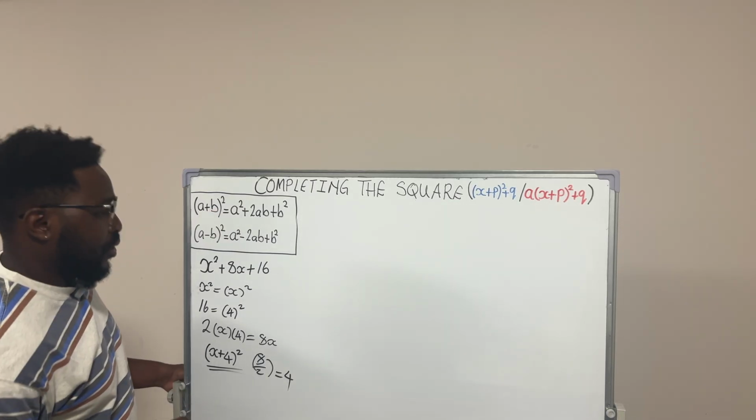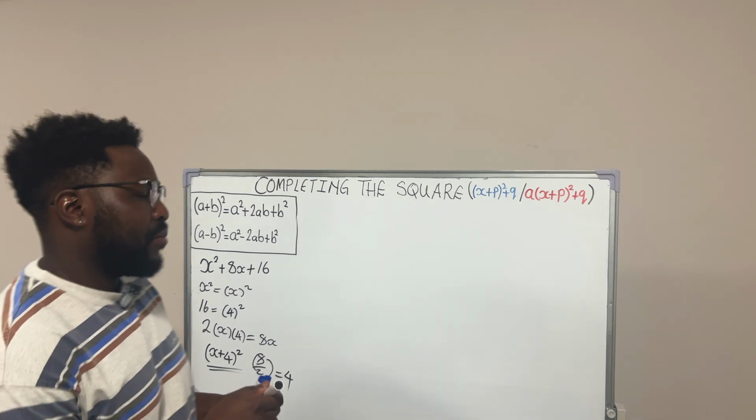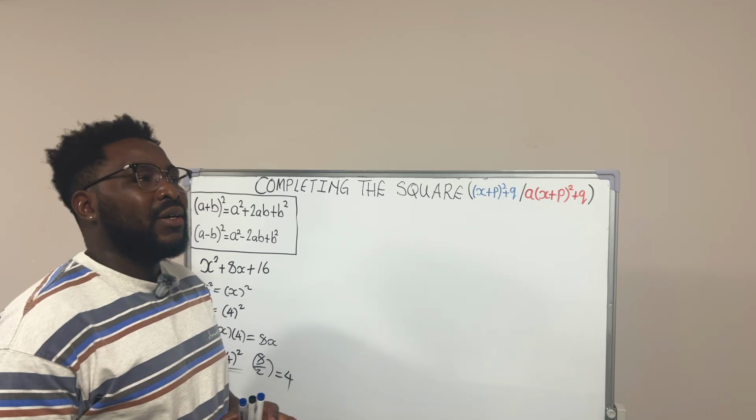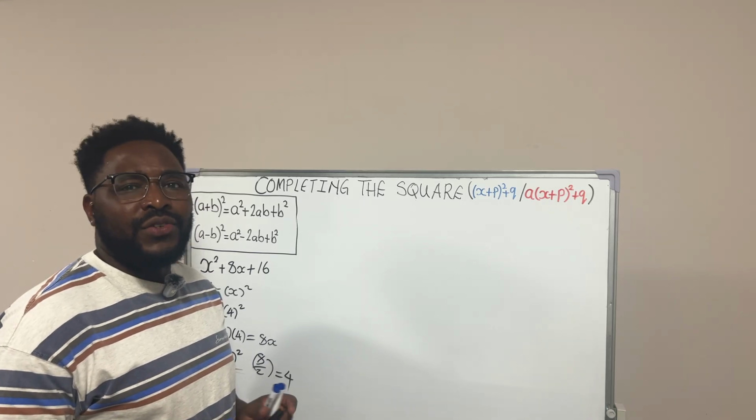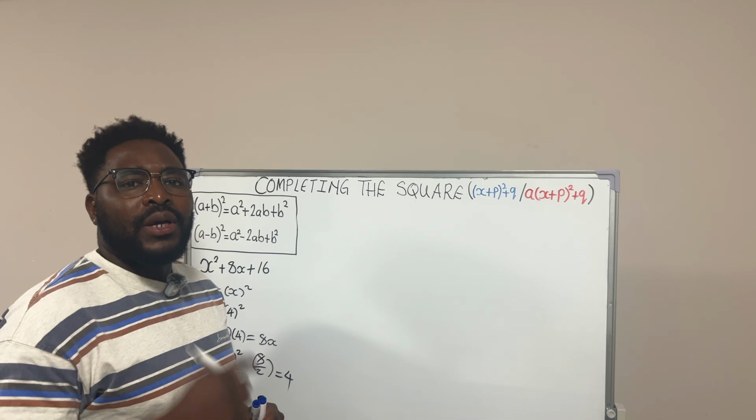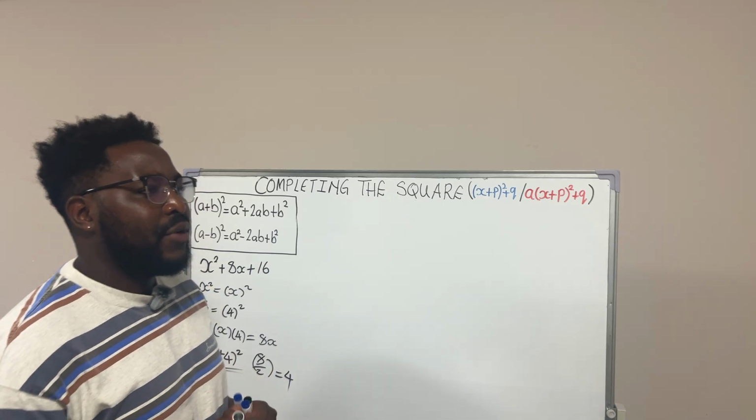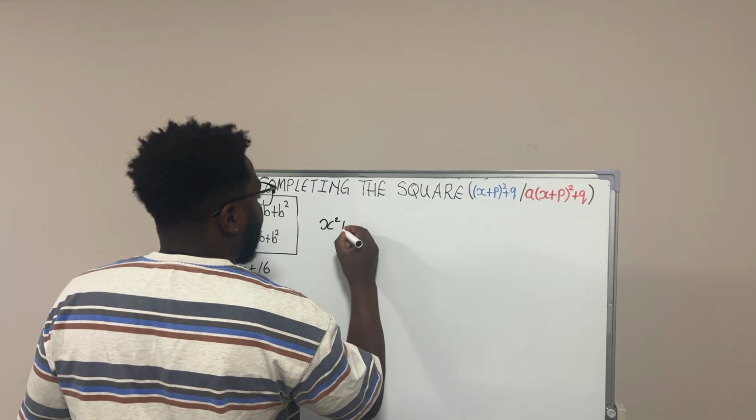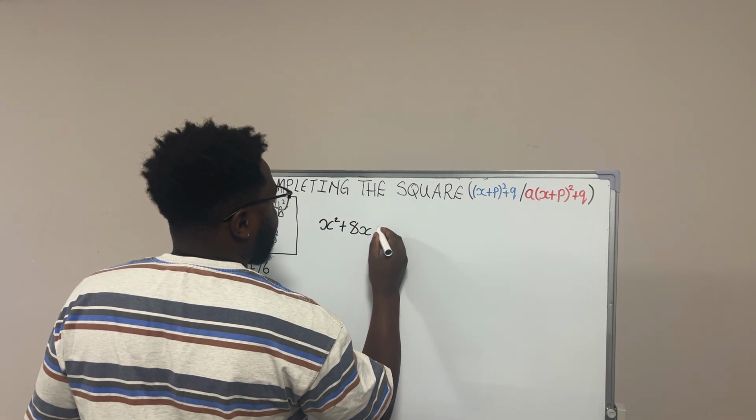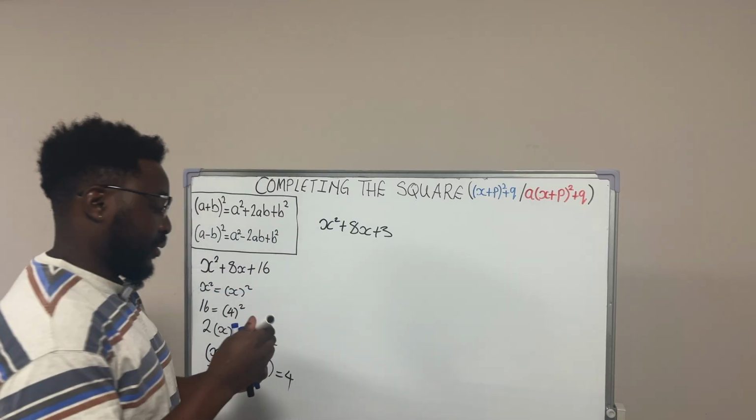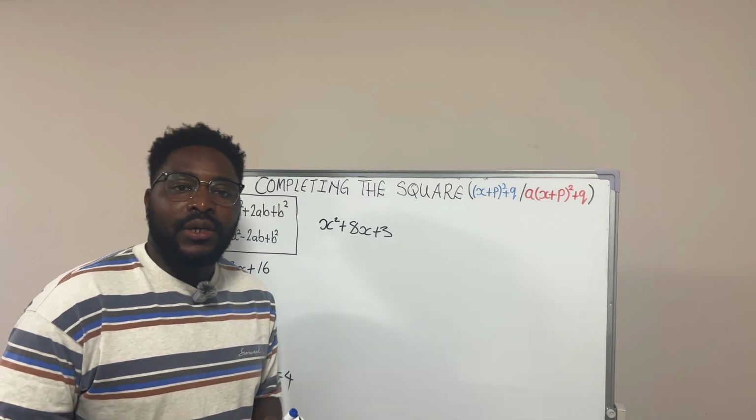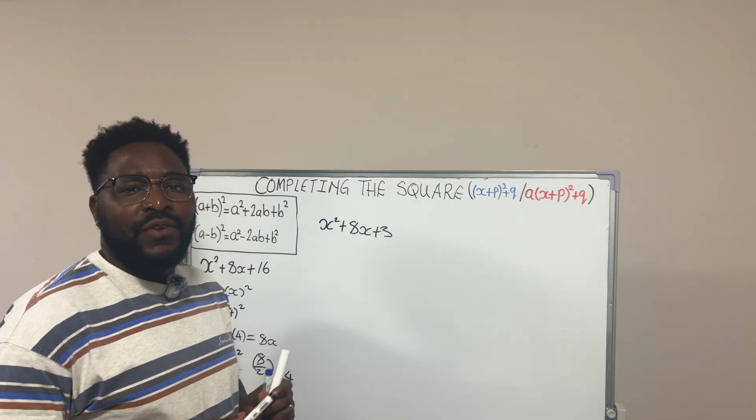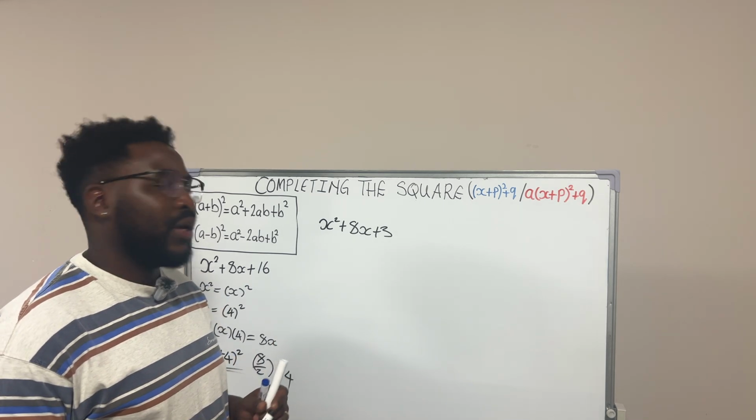Okay, so now I have a question for you guys. Do you think it's possible to transform an ordinary quadratic expression into a perfect square trinomial? Well, let's see. Yes, so let's say we have x squared plus 8x plus 3. Let's say we have this quadratic expression over here. Do you think we can transform this quadratic expression into a perfect square trinomial? Okay, let's get into it and see.